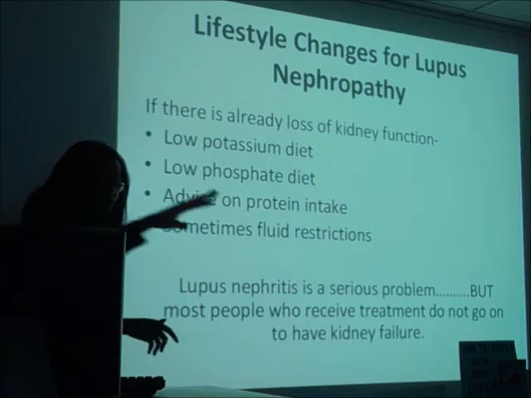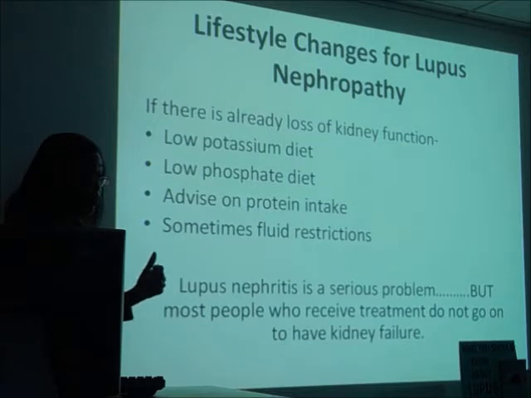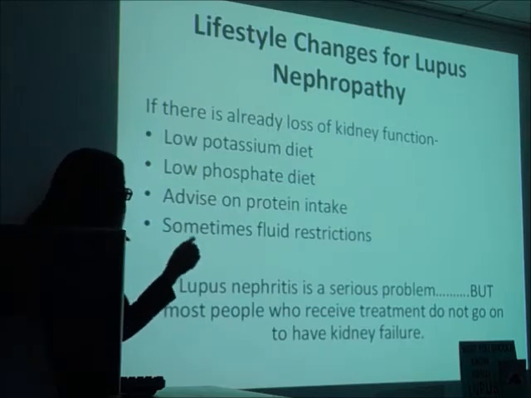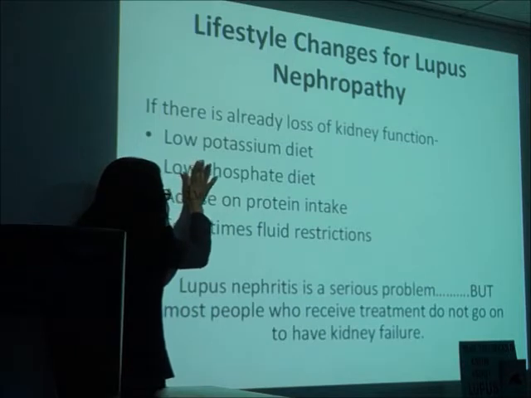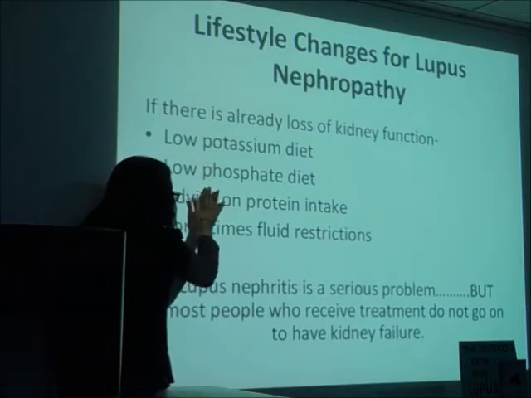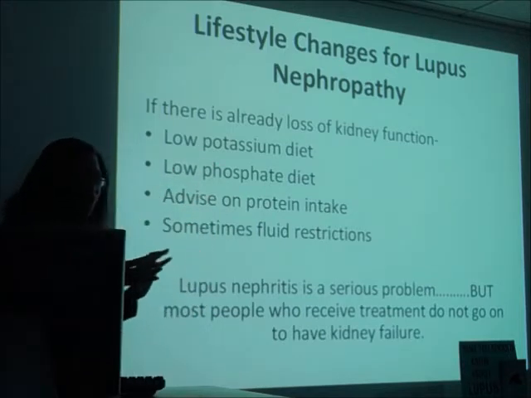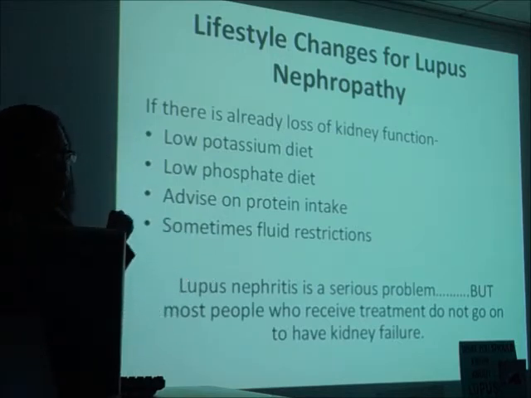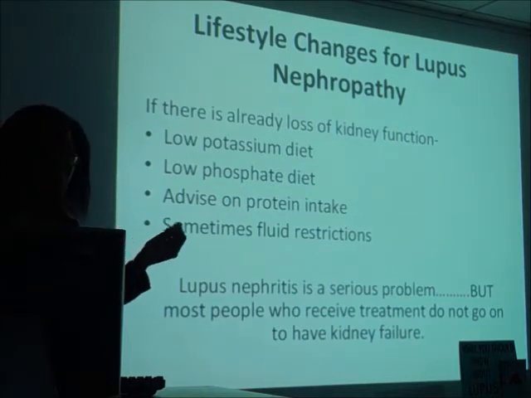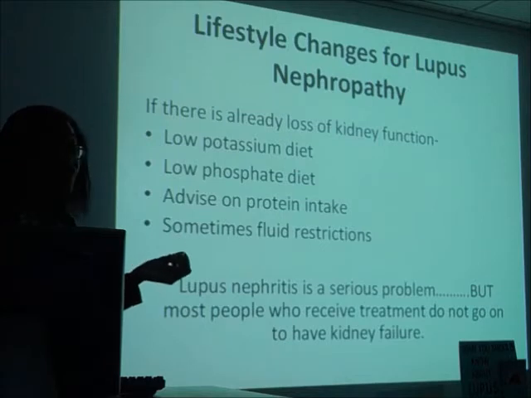To be honest, for everyone in this room, whether they've got lupus or nothing, it's good not to have a high salt intake. But specifically for those who've got loss of kidney function, having a low potassium diet, low phosphate diet, and also people need advice on protein intake. There's no use taking a lot of protein because that will put excess pressure. But at the same time, we don't want people to become malnourished by not having enough protein.